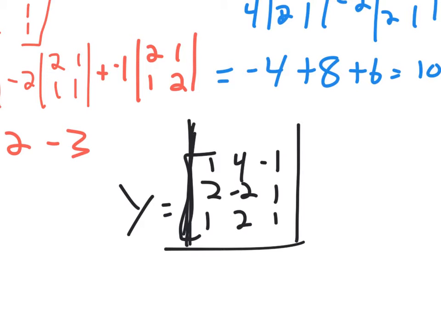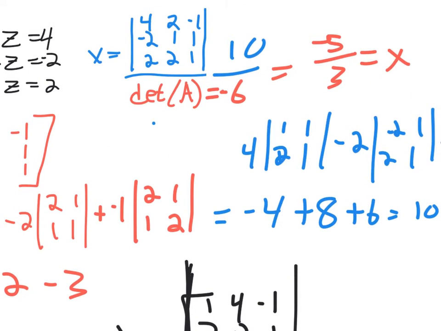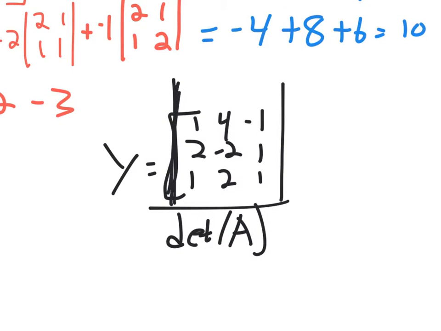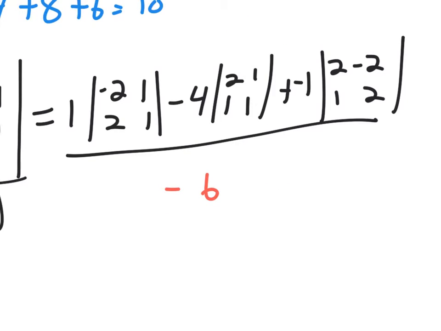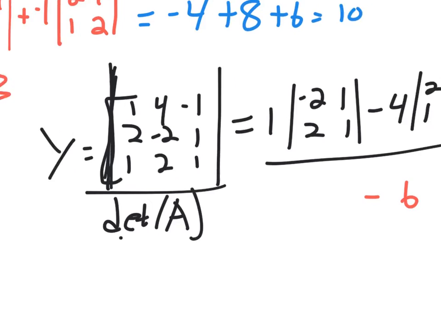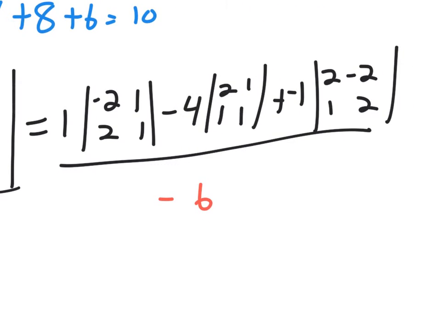Determinant of that over determinant of A again. So you should see a pattern. To find your x, you put those constants that come at the end in the x column, divided by the determinant of A. To find the y, you put those constants in the y column, take the determinant, divide by A, just like we did up above. So up top is the determinant of this matrix right here in black, all being divided by the determinant of A, which is negative 6.